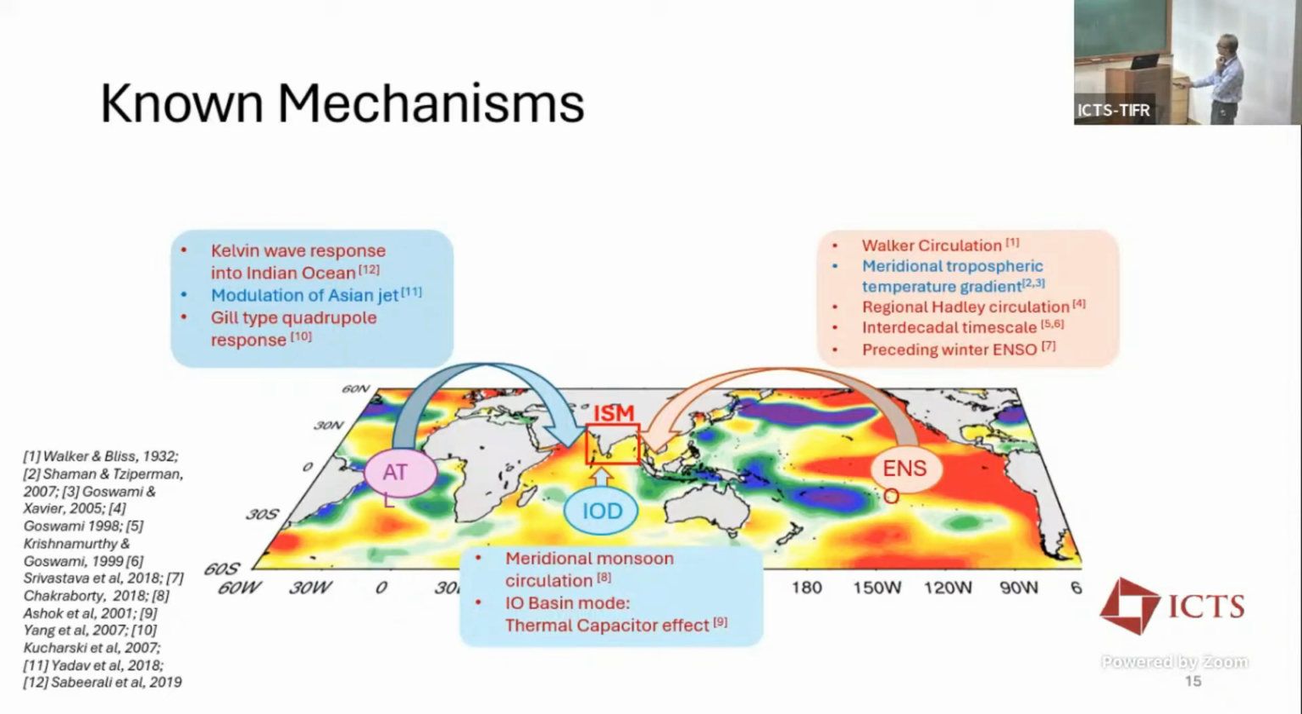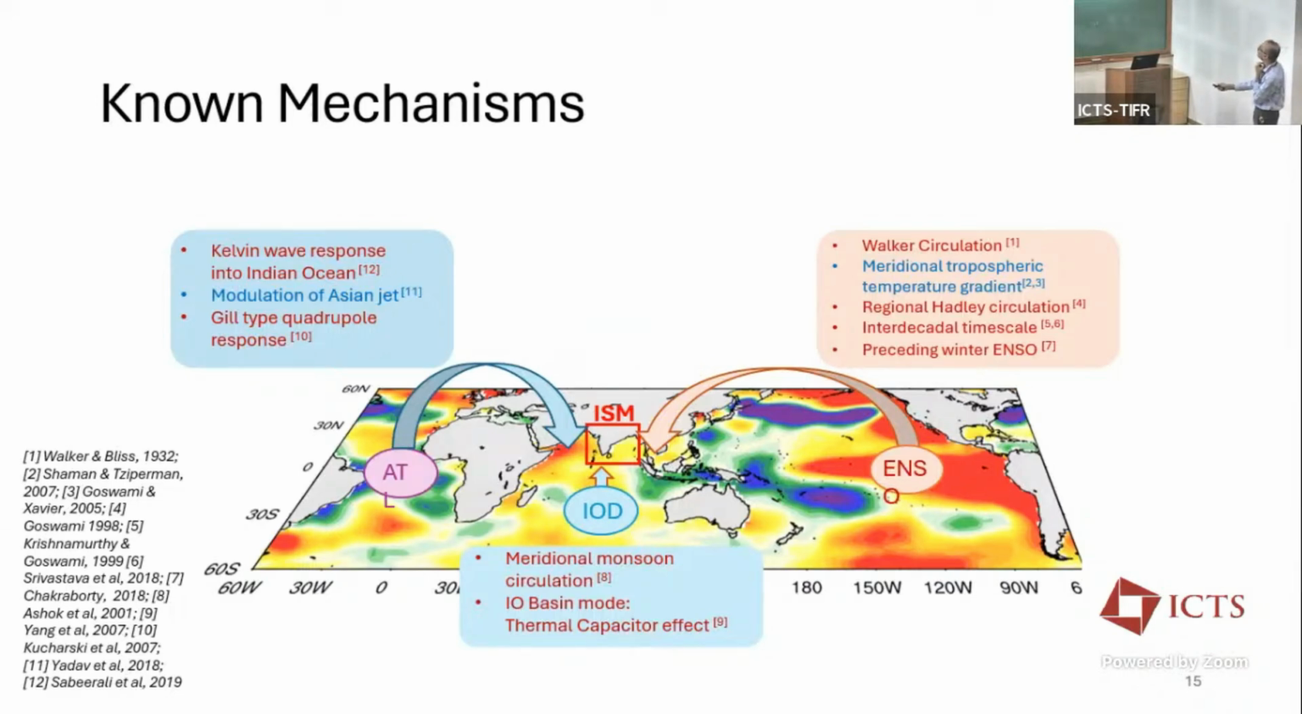Atlantic oceans, especially the equatorial Atlantic Ocean, can have an impact through different mechanisms, like a Gill-type quadrupole response, modulation of the Asian jet, and then a Kelvin response into the Indian Ocean that comes from the Atlantic Ocean. For the ENSO case, it is like a Walker circulation change, a middle tropospheric temperature gradient that changes the tropospheric temperature gradient over this region. For this regional Hadley circulation, which in turn is interconnected to the Walker circulation here, that changes the regional Hadley circulation, and possibly the preceding winter ENSO.